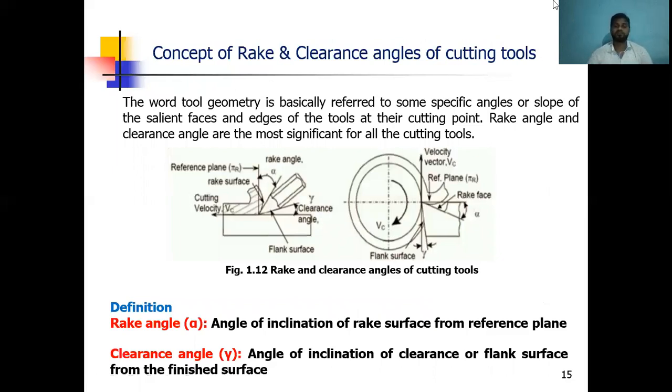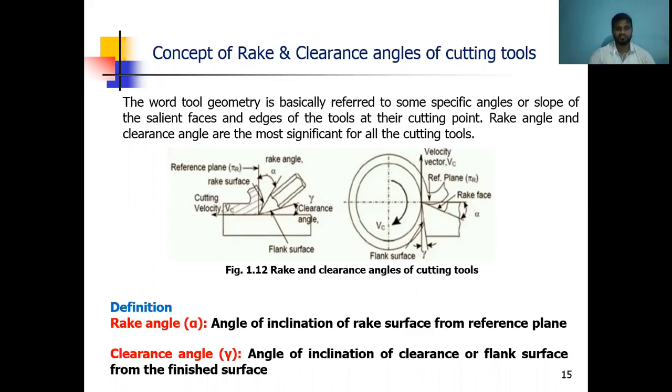Coming to the point, the concept of rake and clearance angles of cutting tools. The word tool geometry basically refers to some specific angles or slopes of the salient faces and edges of the cutting tools at their cutting point. Rake angle and clearance angle are the most significant for all cutting tools.